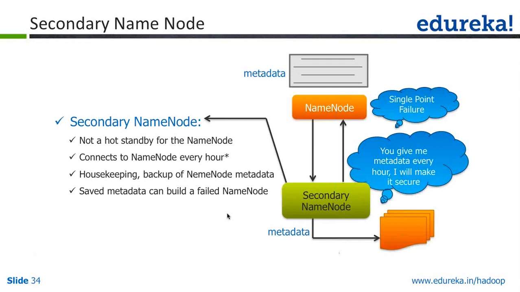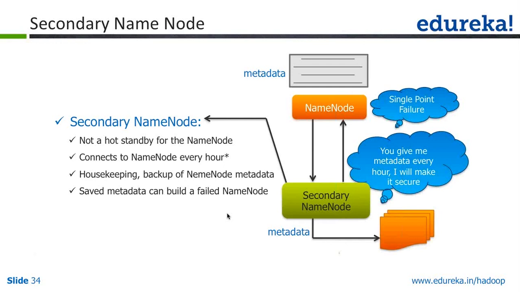But at the same time, all the data which is there in the name node is getting checked in, or getting replicated on a disk using the secondary name node. So it does the housekeeping and a backup of the name node metadata. Every few minutes, the secondary name node will come and take the metadata of the name node and store it in a disk. In case of a failure, you will look at that secondary name node status and restart the system from there.